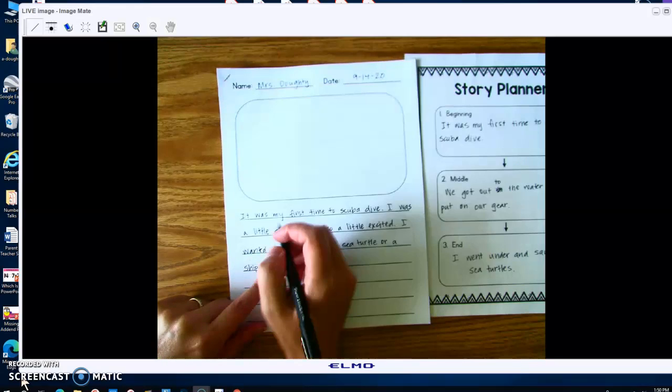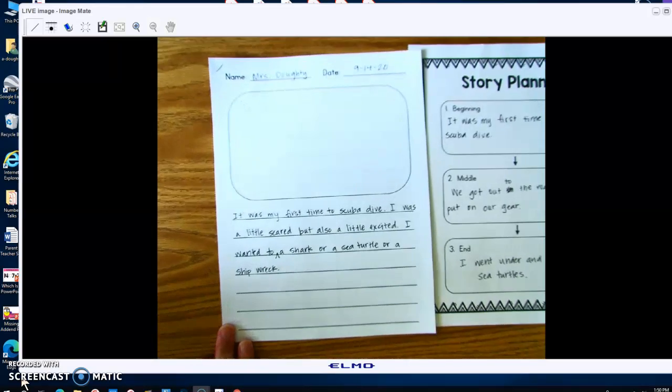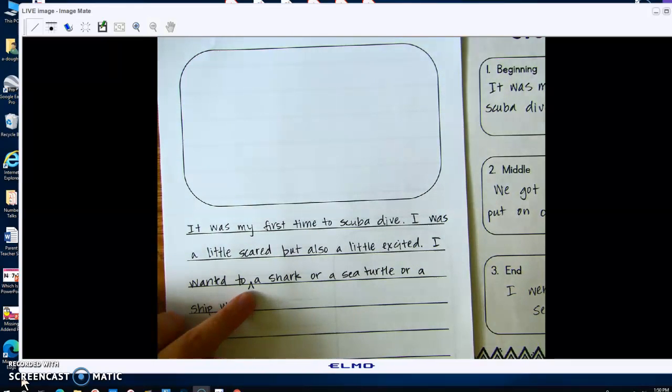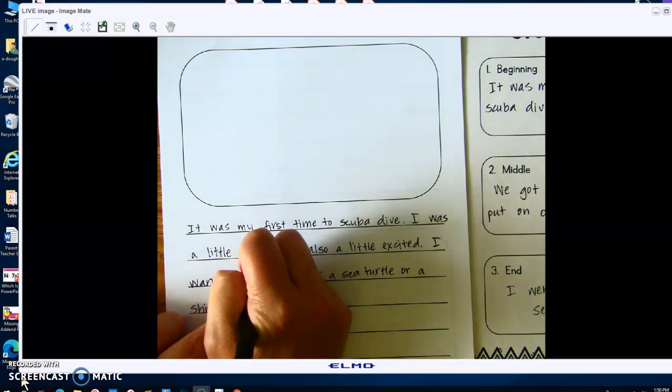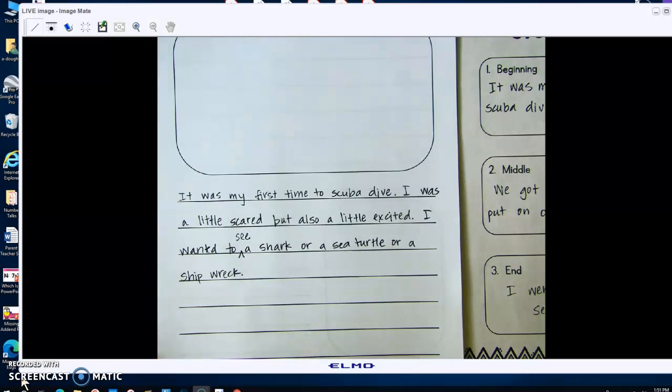Look, I put a carrot in there when I missed a word. You see that carrot? Put your hands down, please. This is my story. I wrote "I want it to see a shark," but I forgot a word, so it said "I want it to a shark." That didn't make sense. I want it to see a shark. See, that's why we reread our stories.